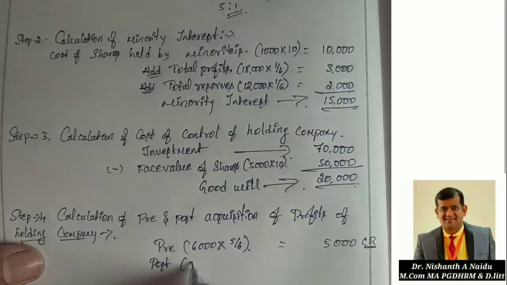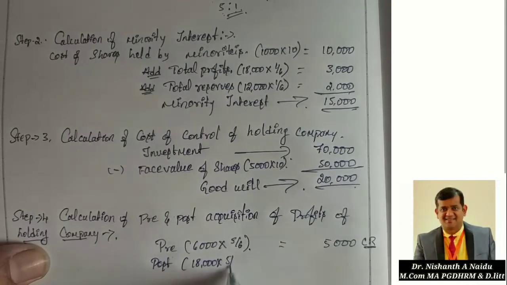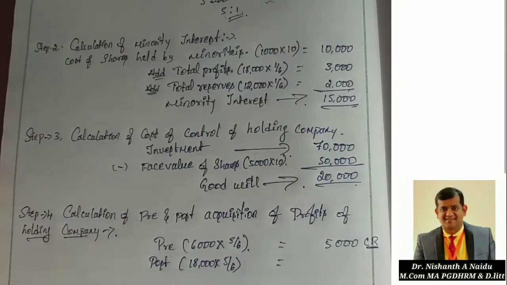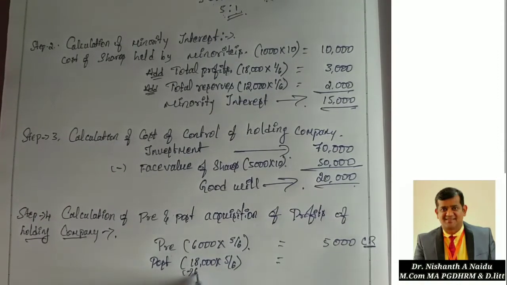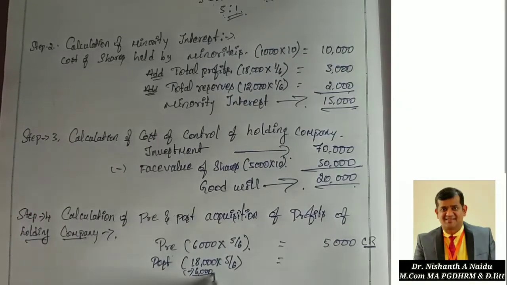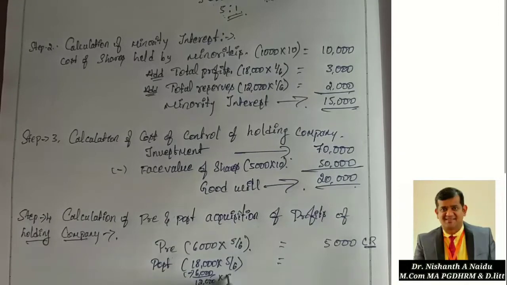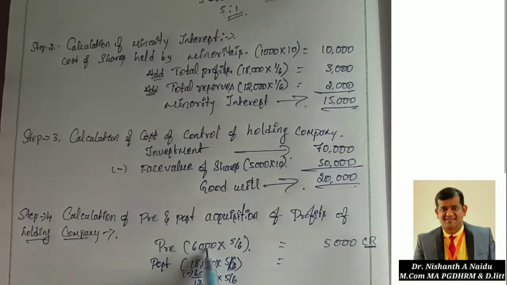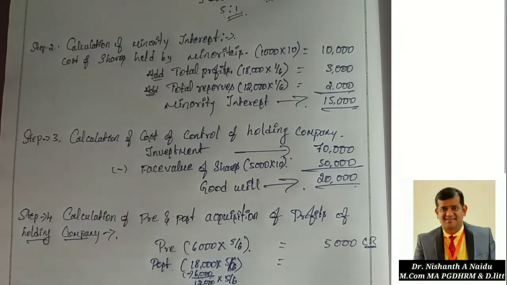So post is how much profit? 18,000 into 5/6. Sorry, you have to do one more adjustment: minus 6,000. So that is 12,000 into 5 by 6. What is this minus 6,000? This is pre-acquisition, so we have to deduct it out of post. So 18 minus 6 is 12.